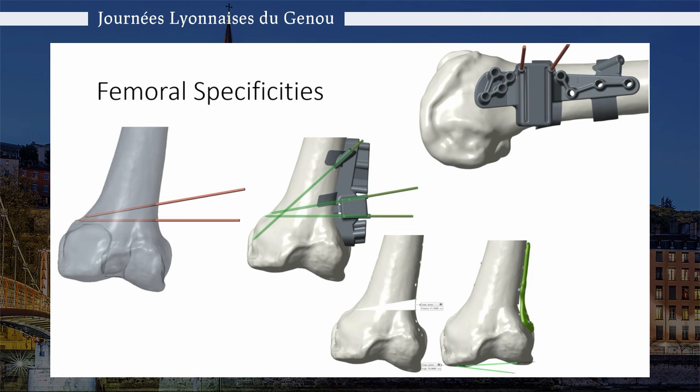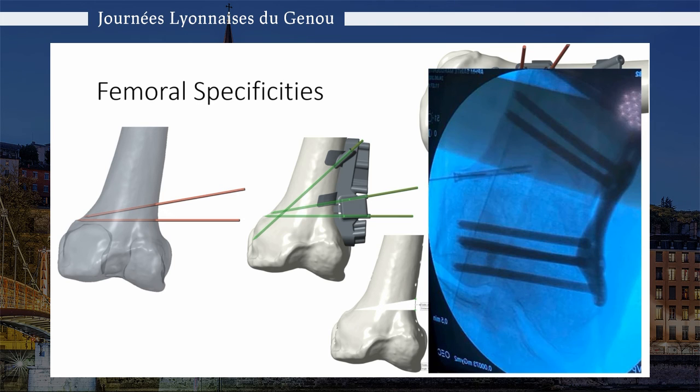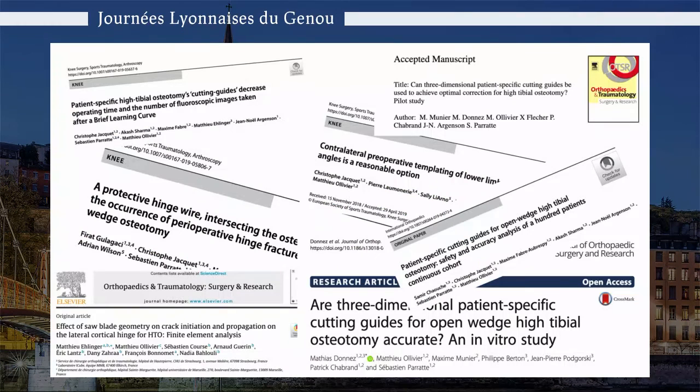Femoral specificity is not a big deal. The plate exists, so the correction will be exactly the same. Once again, we are using this screw protection to avoid secondary fractures. Some papers have been published by us or surrounding teams on the subject in the last years.